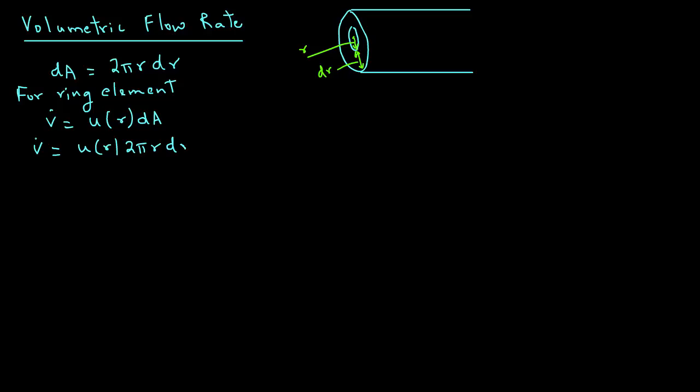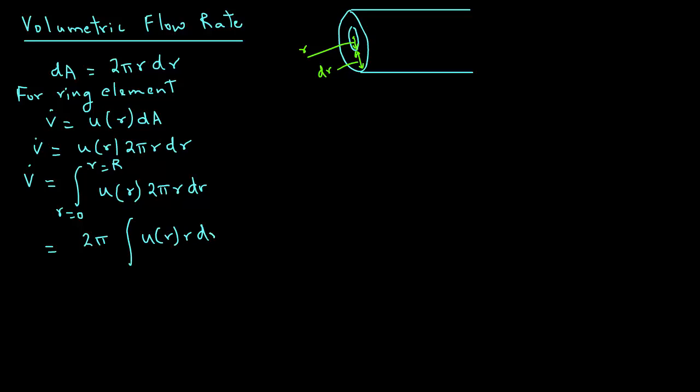Now we can integrate from the radius r equals 0 all the way to the total radius of the pipe, which is uppercase R. So we have r equal to 0, r equal to capital R, and in the integral we have U(r) 2 pi r dr. Since 2 and pi are constant, we can take those out of the integral. So we can write equals 2 pi, the integral from r equals 0 to r equals uppercase R, of U(r) r dr.